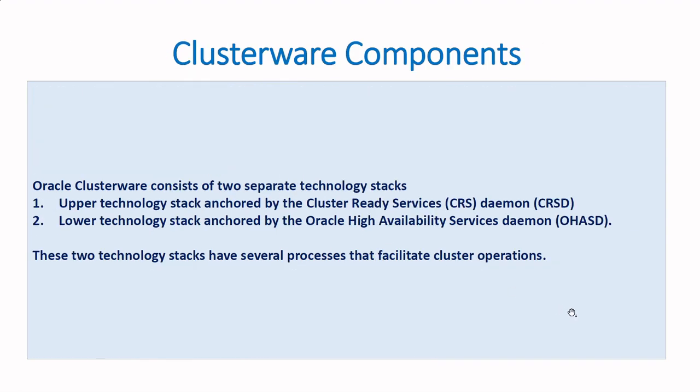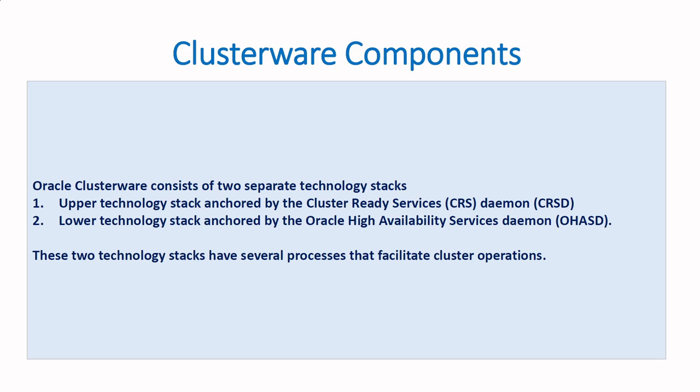Now, the Oracle clusterware components. Oracle clusterware is divided into two separate technology stacks. One is called the CRS stack and one is called the HA stack. The upper stack is the CRS stack, the lower stack is the HA stack, and there are multiple processes which facilitate the CRS stack and HA stack.